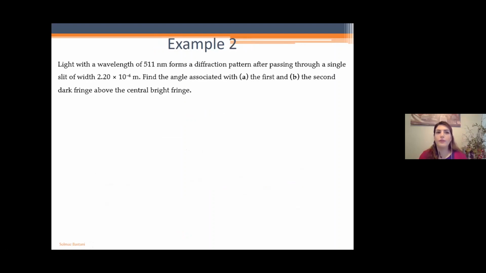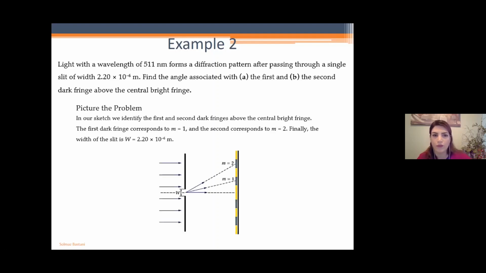Example number 2: light with a wavelength of 511 nanometers forms a diffraction pattern after passing through a single slit of width this much. Find the angle associated with the first and second dark fringe above the central bright fringe. So m equals 1, m equals 2. These are the first and second dark fringes above the central bright fringe. If I want to picture the problem here, I have a single slit, and this is the central bright fringe, and I have m equals 1, m equals 2.